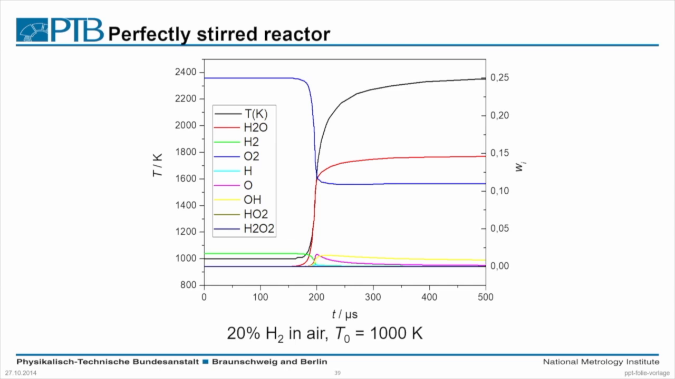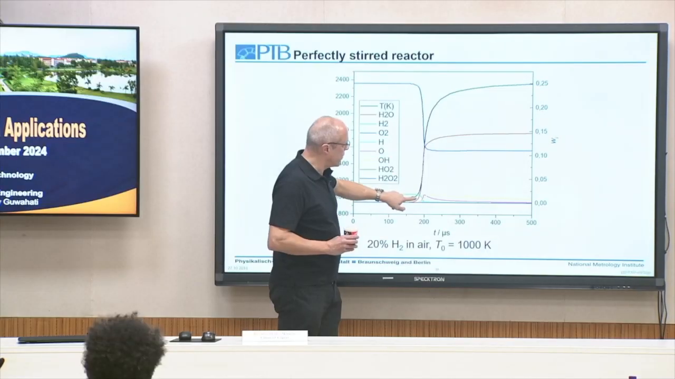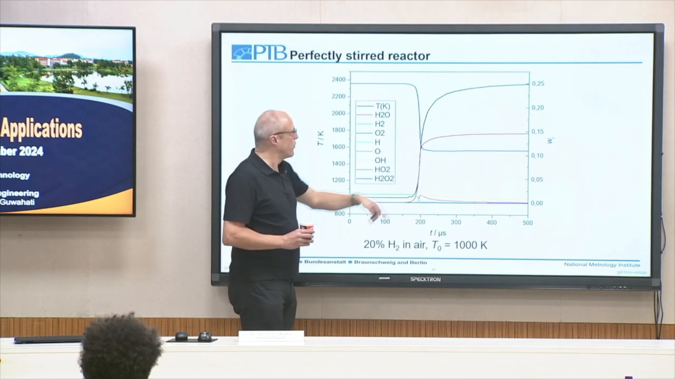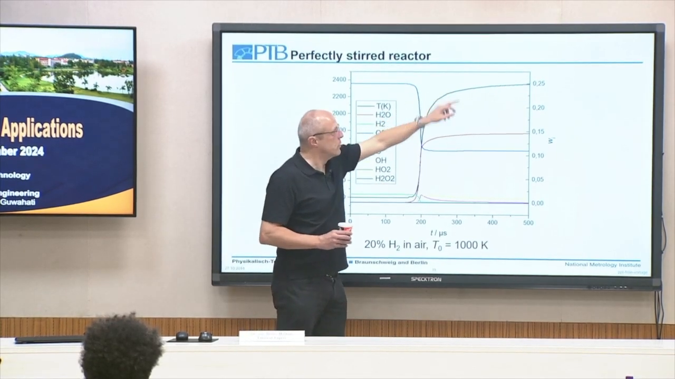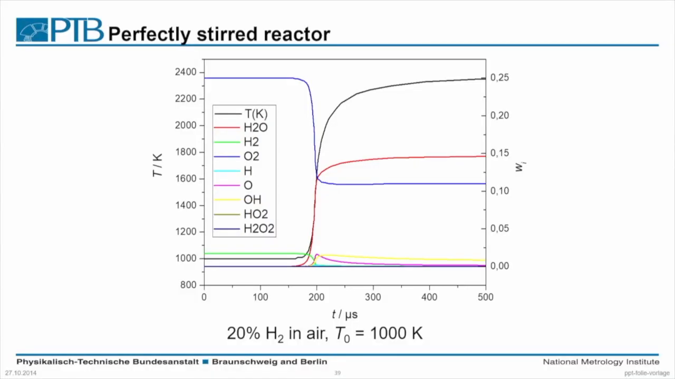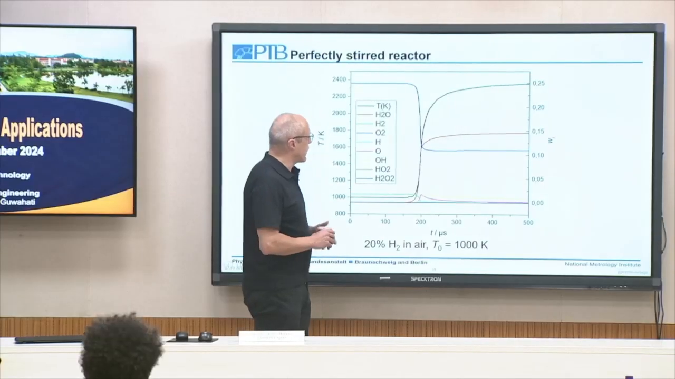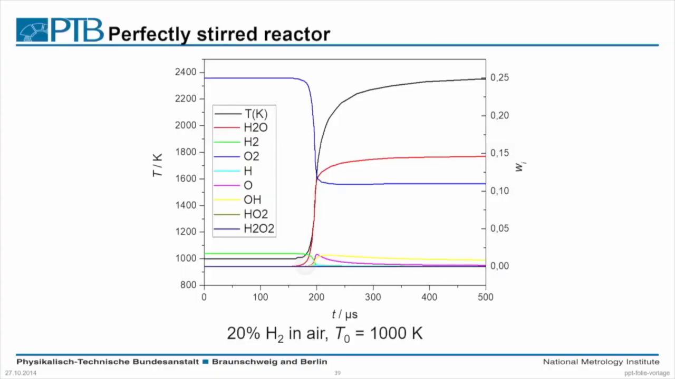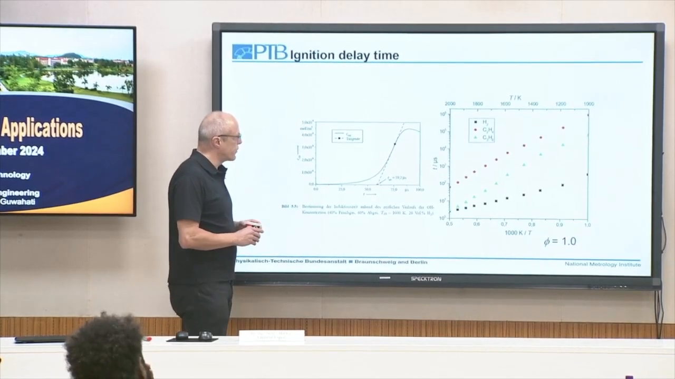Here we have a lean hydrogen mixture, so we have hydrogen and oxygen at the beginning, and then at a specific time, the system ignites and we form water here. The temperature rises up to 2200 something Kelvin. And we also see here some intermediate species. So the O atom is, for example, visible, and so on. And this we can use, for example, to calculate ignition delay times.